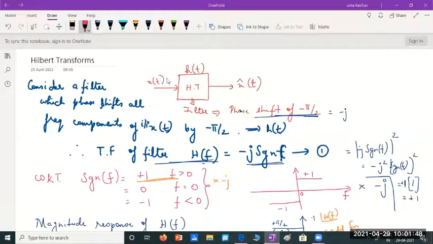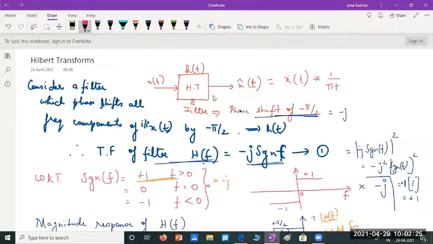In order to do this, we pass the signal through a filter or a circuit known as the Hilbert transformer, whose impulse response is h of t, and the job of this Hilbert transformer is to give a 90-degree phase lag, minus pi by 2 phase lag. So we assume this H of f to be minus j signum of f, and we showed that x cap of t would be x of t convolved with 1 by pi t.